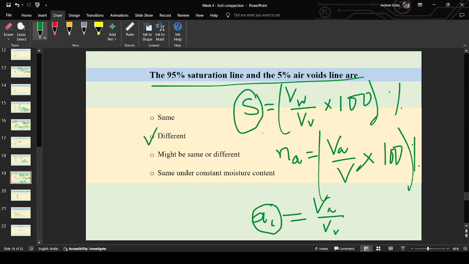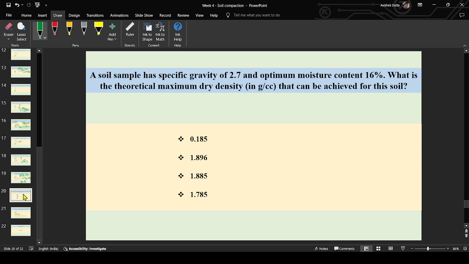Is it clear, everyone? Yes, sir. Okay. Now the last, I think, numericals. What is the answer you have got for the theoretical maximum dry density? Sir, a small question, sir, going back, if possible. Yes.